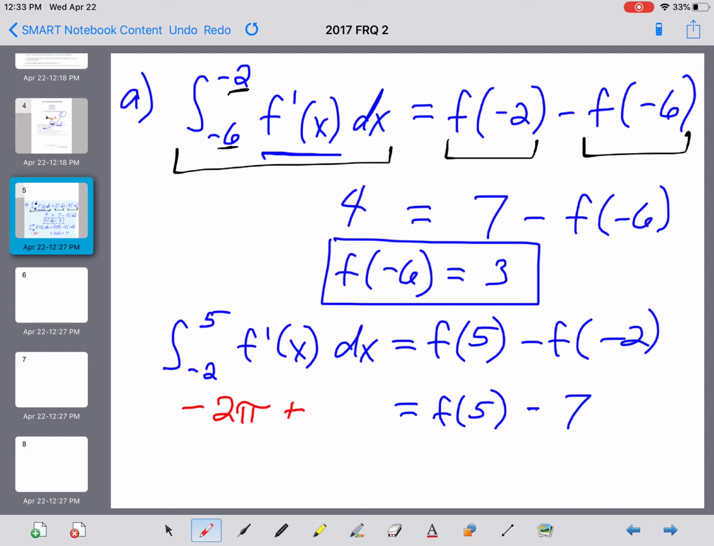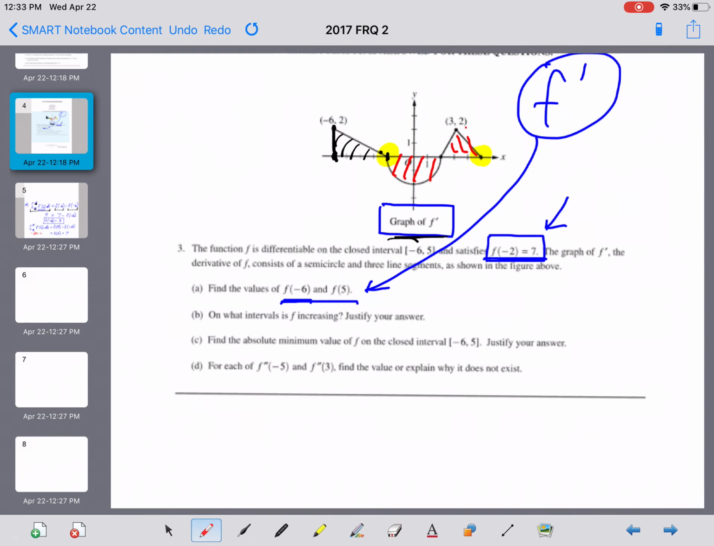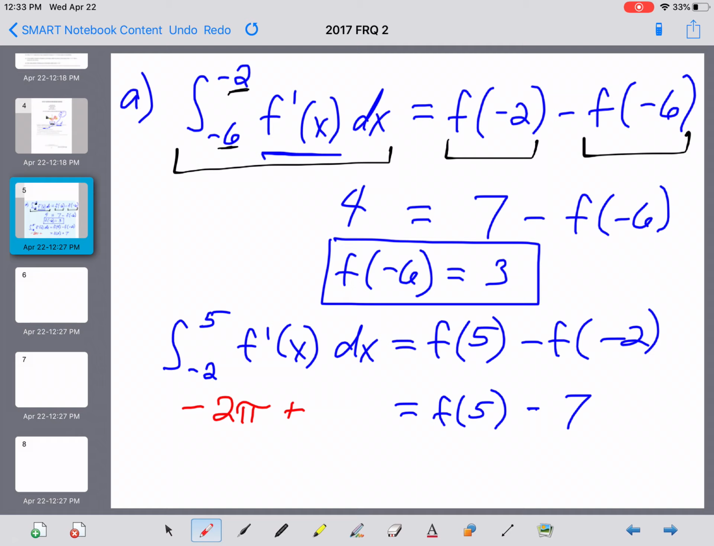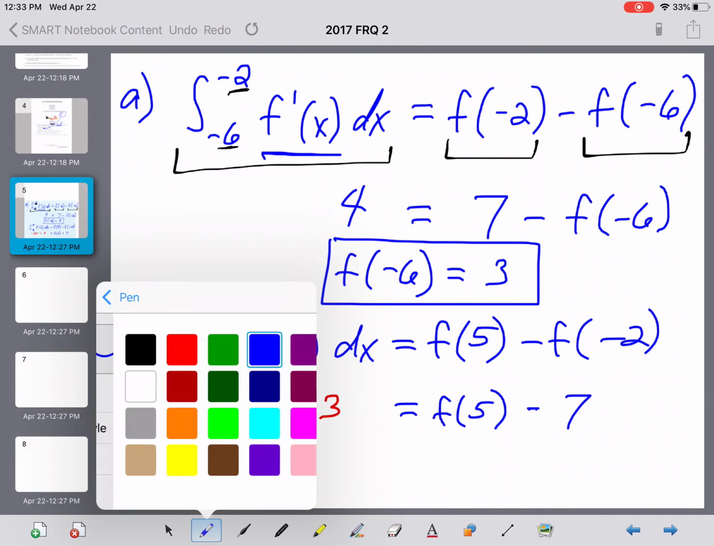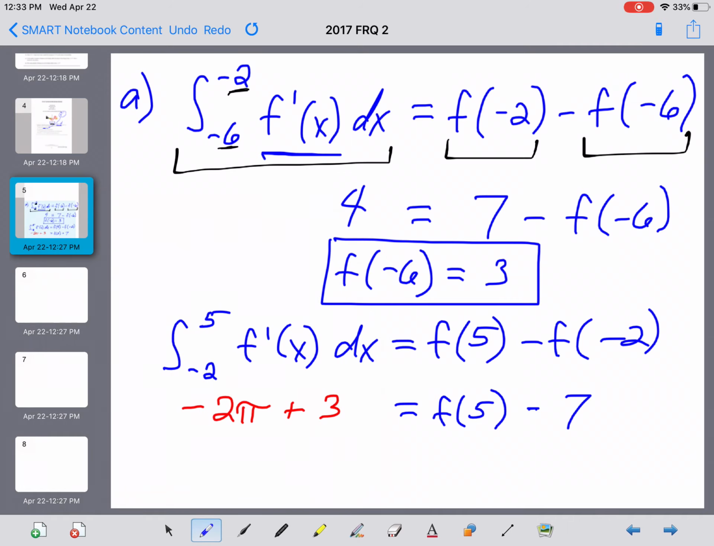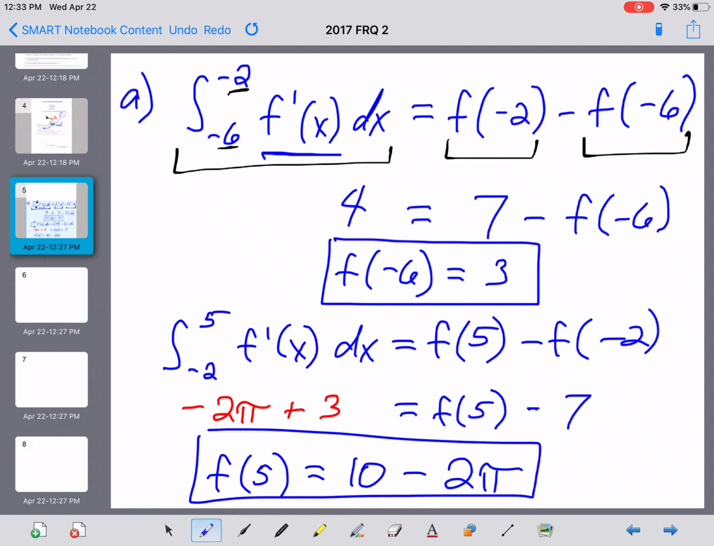But then we're going to add to that the net area here above the x-axis, which is a triangle with a base of 3 and a height of 2. So 1/2 times 3 times 2 is going to get us 3 here. Okay, and that should pretty well take care of this then, everybody. We just need to add that 7 back over here to the left, and that should tell us that f of 5 is equal to, I think we're going to get a 10 and a minus 2 pi then for the value of f of 5. Okay, so that is part A.